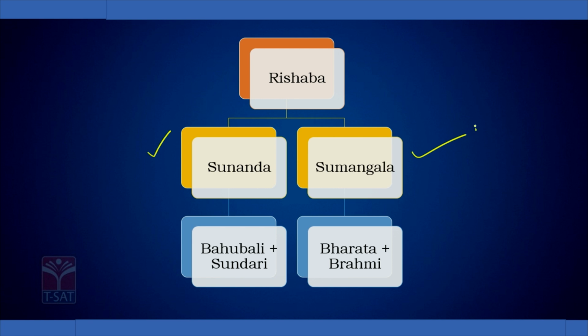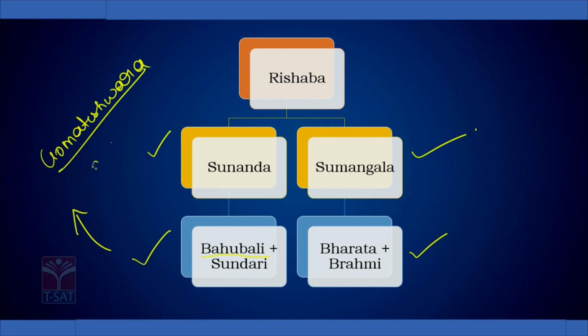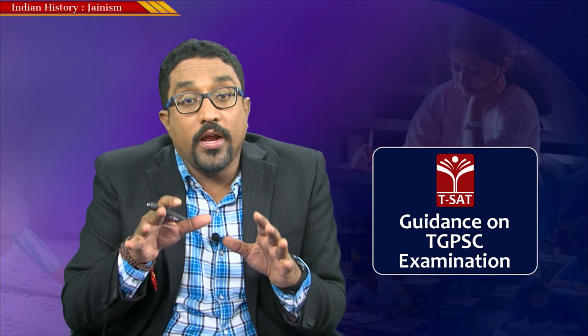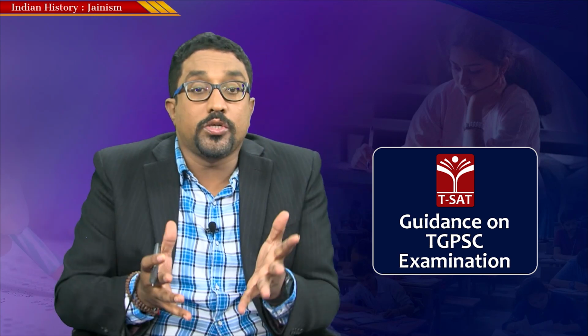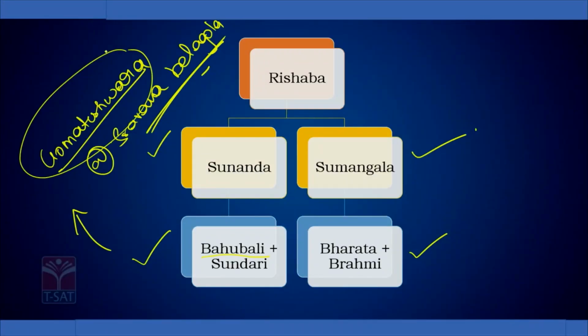Sunanda's children were Bahubali and Sundari. Sumangala's children were Bharata and Brahmi. Bahubali is the one whom we today call Gomateshwara. At Shravanabelagola in Karnataka, there is a monolithic single statue on which the Jains regularly do Mahamastabhishekam, the puja they do every 12 years. That statue is of Gomateshwara. This Gomateshwara is Rishabhanatha's son Bahubali.